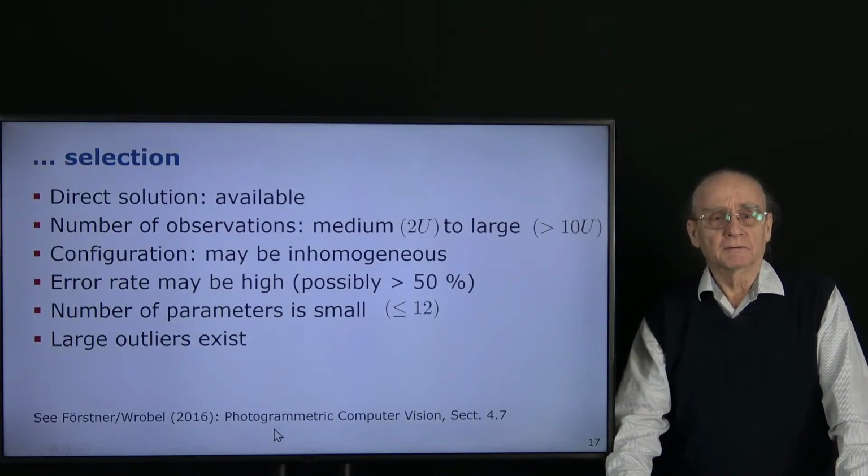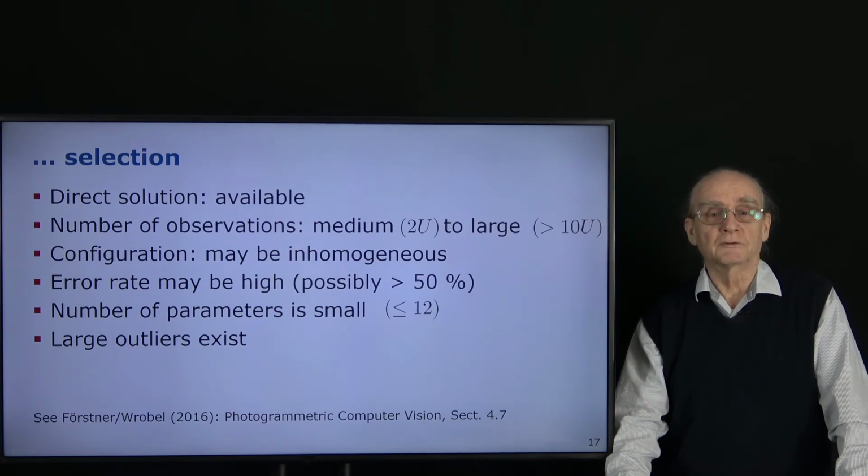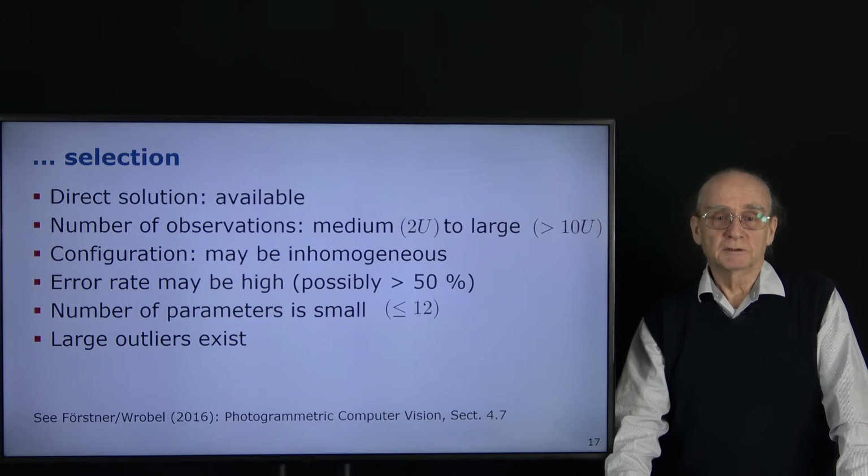And we make the following assumptions. We assume there is a direct solution for the parameters from a minimal set of observations. So in our case of the spatial similarity, we need 3 points. In the 2D case, we need 2 points. The number of observations may be medium, let's say only 2 times the number of unknowns, let's say 7 points or so, up to very large numbers, let's say 10 times or 100 times or 1,000 times the number of unknowns. The configuration, we don't make any restrictions on this, so it may be inhomogeneous.